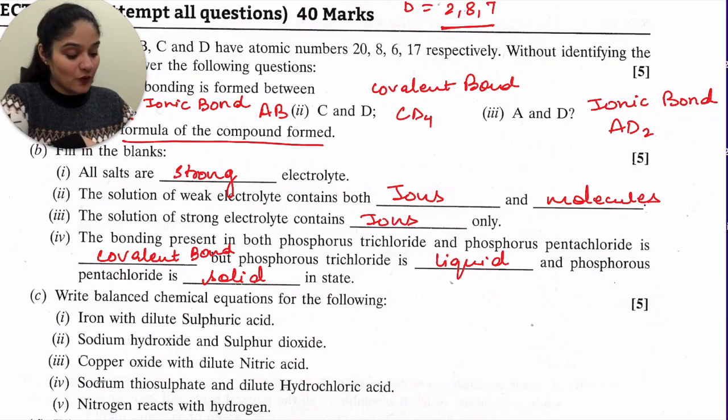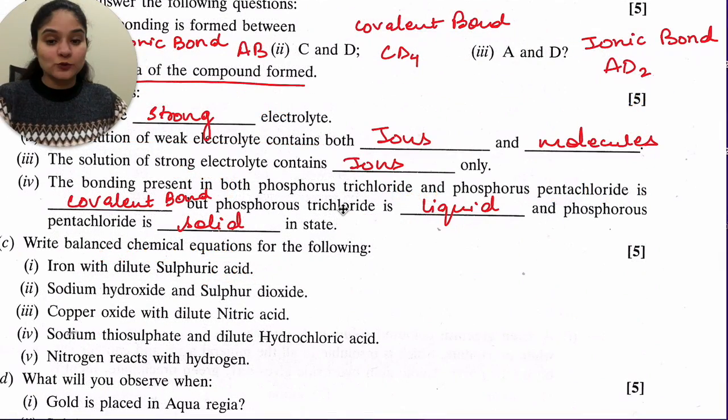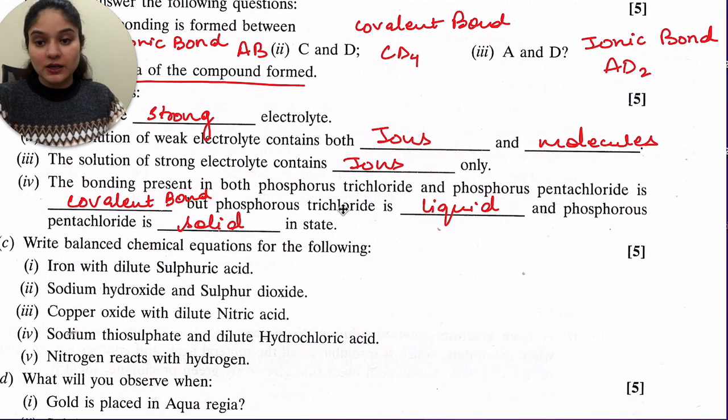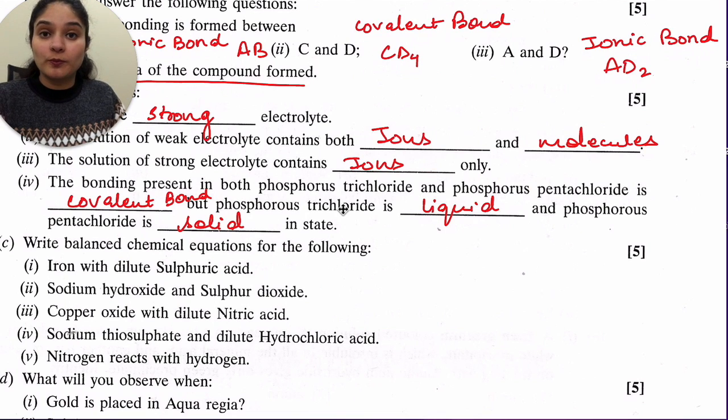Now let's move on to part C. Alright students, let's move on to part C. Now, write balanced chemical equations for the following equations. You are supposed to balance the equation. So, remember that you lose marks if your equations are not balanced.